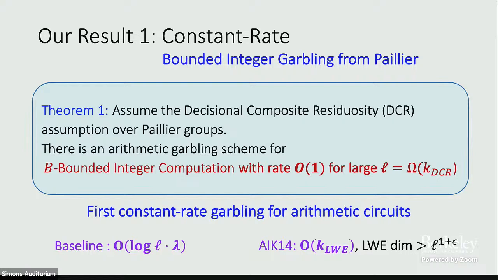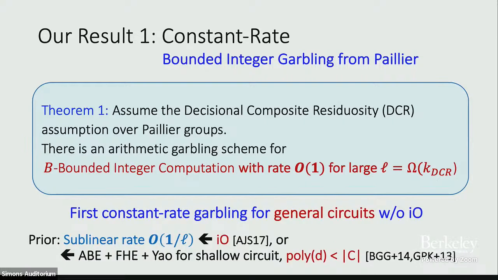If you compare with the AIK scheme, they have a rate which is the same as the LWE dimension. You can actually get down to even a sublinear rate. As Yuval is saying, so far we only know such schemes using either IO, or you can use the reusable garbling method, which uses fully homomorphic encryption. However, you will have the caveat that you only achieve a sublinear rate if the depth is sufficiently small. Our result doesn't care about the depth of the computation at all.